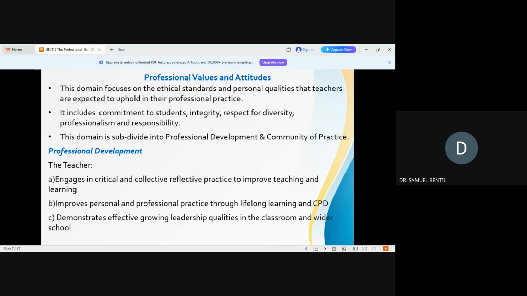So, in terms of professional development, we are saying that as a teacher, you must engage in critical and collective reflective practice to improve your teaching and learning. You see, collective reflective practices. That's why, as a teacher, anytime you finish your lesson, do an introspection and reflection of whatever you have done and see whether it went the way you wanted it to go or it didn't, or whether the students appreciated what you have been able to do.